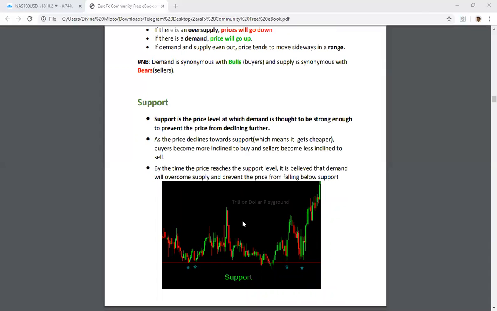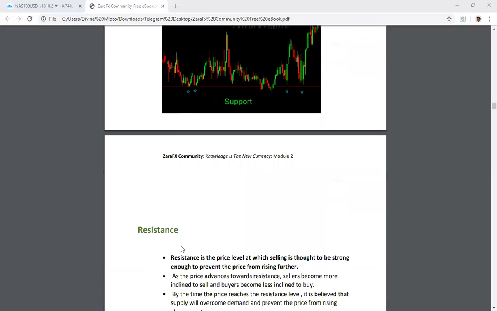As the price declines towards support, which means it gets cheaper, buyers become more inclined to buy and sellers become less inclined to sell. By the time the price reaches the support level, it is believed that demand will overcome supply and prevent the price from falling below support. Here's an example. Support, support, support, support, support. See, we have all these formations, W's and whatnot. Support, support, support. And resistance, same thing.